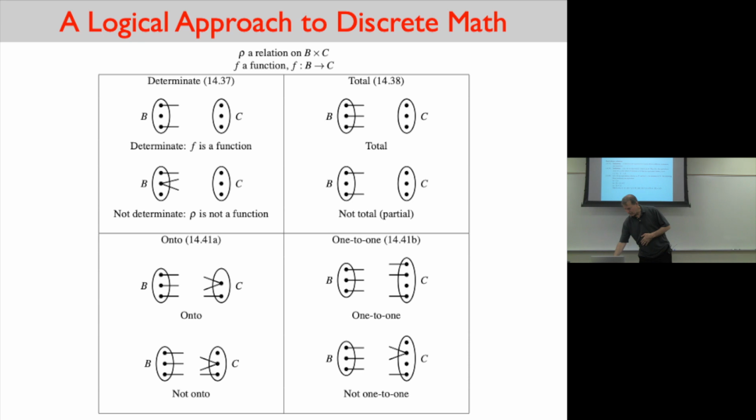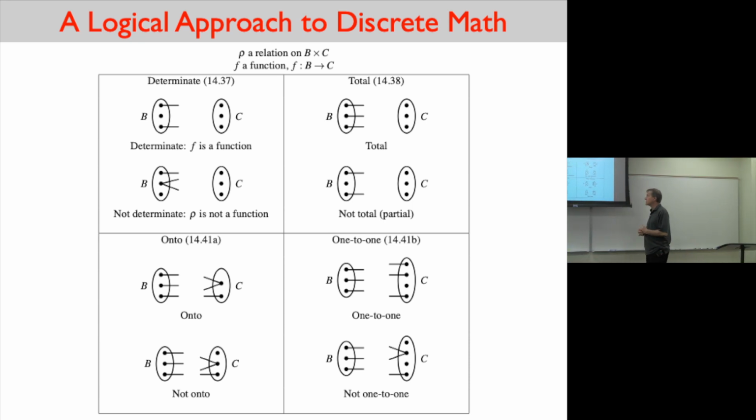Now, let's review a little bit what we did last time. Remember last time we learned these definitions: determinate, total, one-to-one, and onto. Are all relations functions, or are all functions relations? Which one is it? All functions are relations. There are some relations that are not functions.